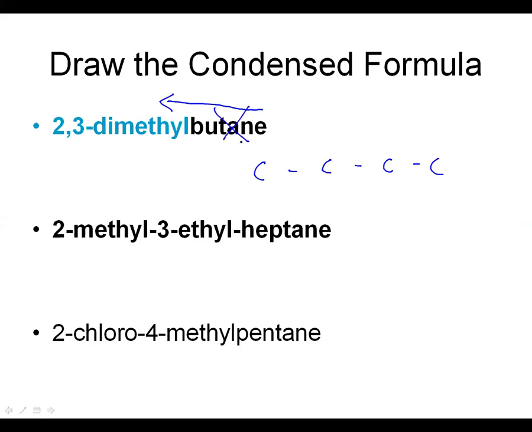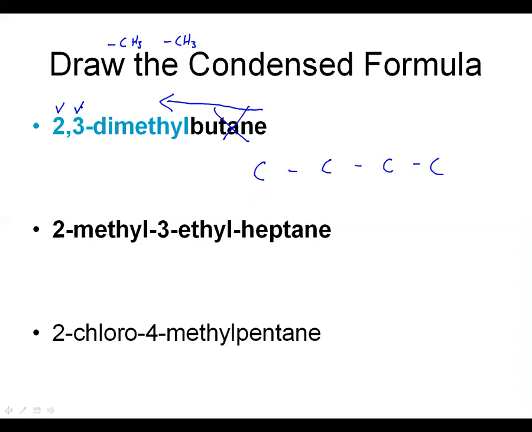We then have dimethyl. So we know methyl is a CH3, and di means that we do have 2 of them. And that is what the numbers here are, right? So we have a methyl group at carbon number 2, and we have a methyl group at carbon number 3.